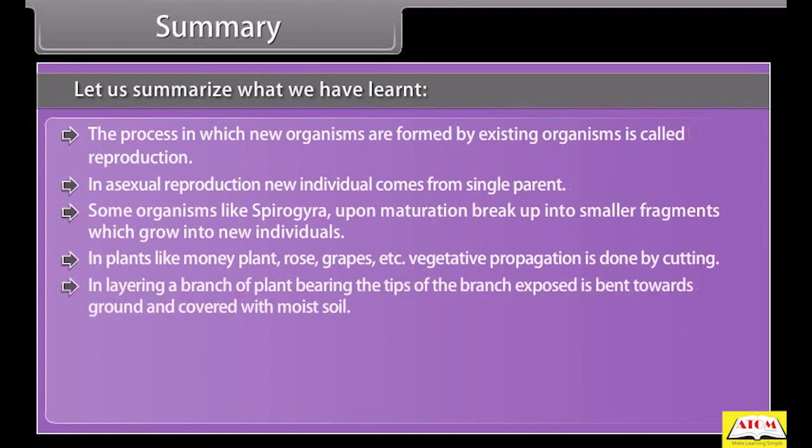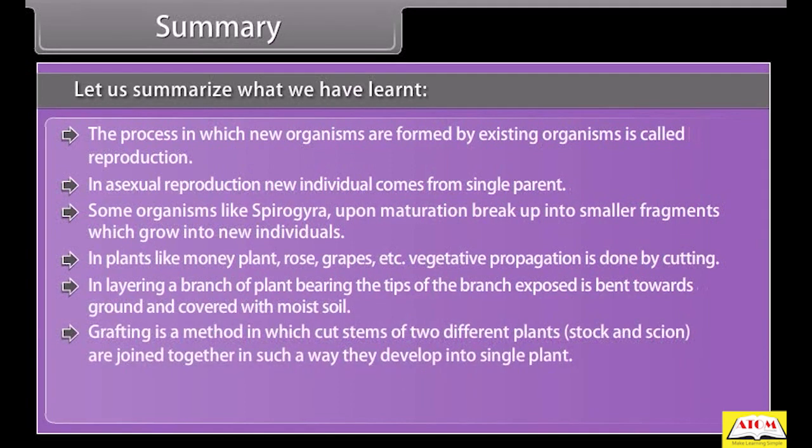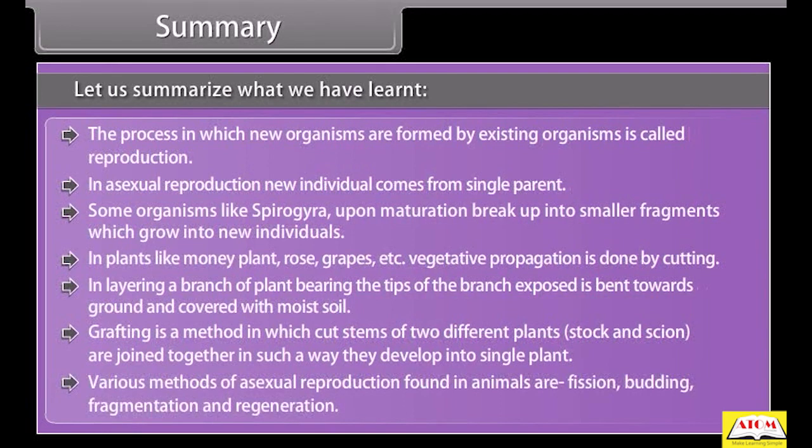In layering, a branch of the plant with the tip of the branch exposed is bent towards the ground and covered with moist soil. Grafting is a method in which cut stems of two different plants, stock and scion, are joined together in such a way that they develop into a single plant. Various methods of asexual reproduction found in animals are fission, budding, fragmentation, and regeneration.